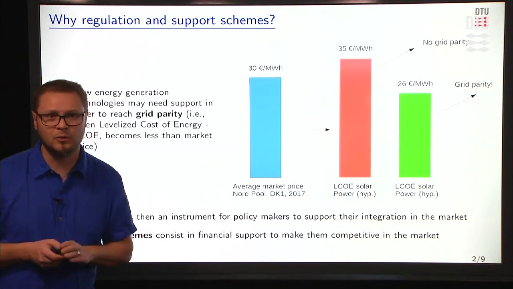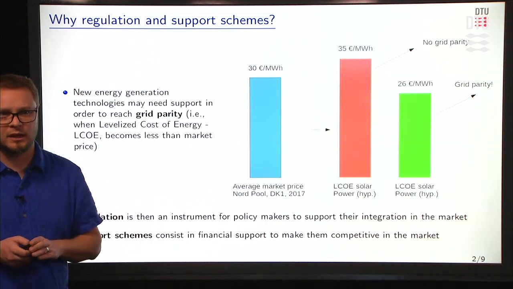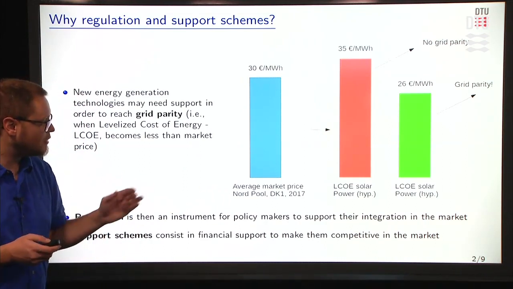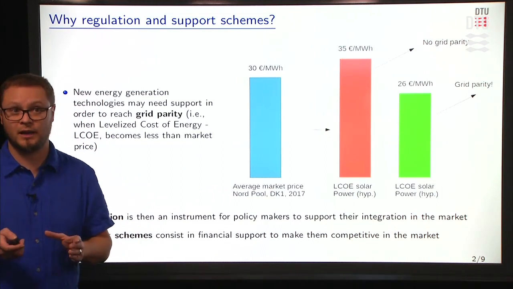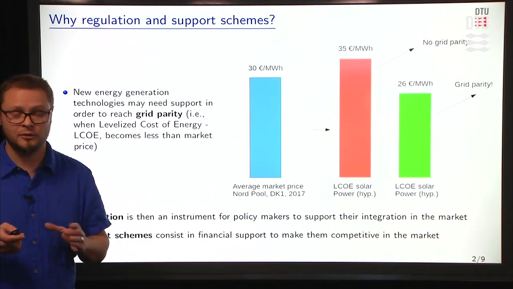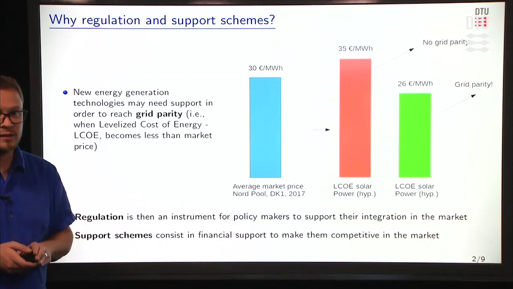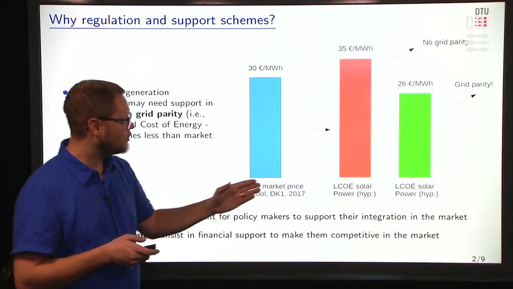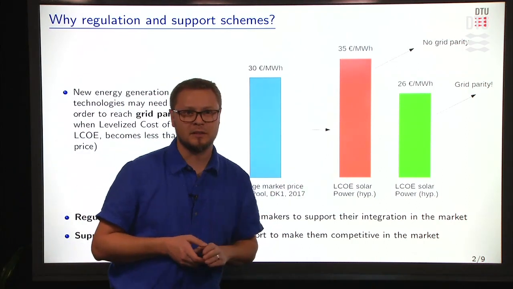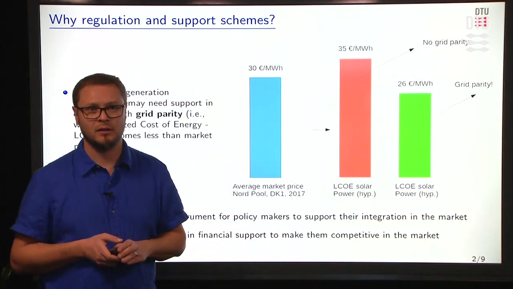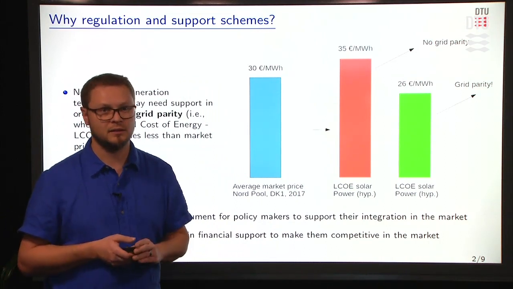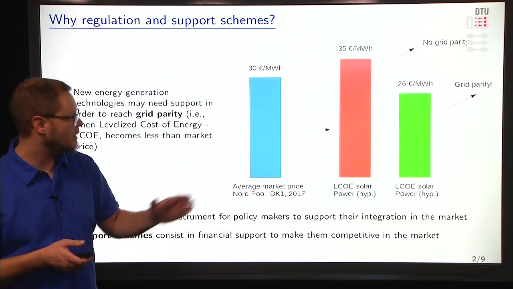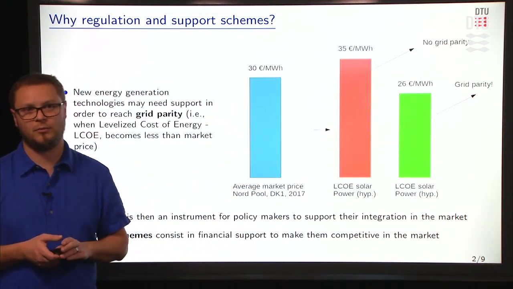Let's look at an example for Nord Pool, Western Denmark area DK1 in 2017. There, the average market price was 30 euro per megawatt hour. This is the real value. Now let's look at two hypothetical LCOE for solar power, let's say for that year. On the left side, we make the hypothesis it was 35 euro per megawatt hour, and in this case you have no grid parity, since the average cost of producing a unit of solar power is more than the price you would get from the market.